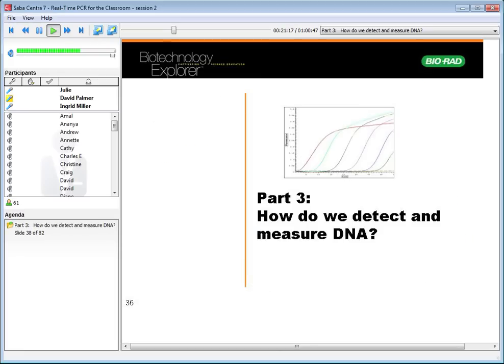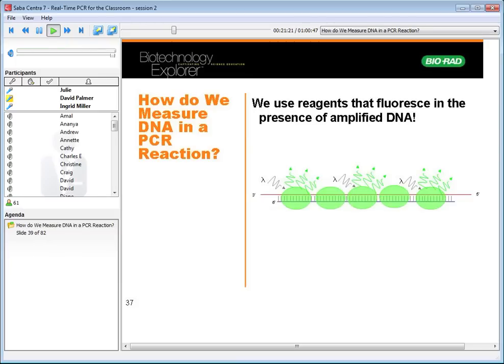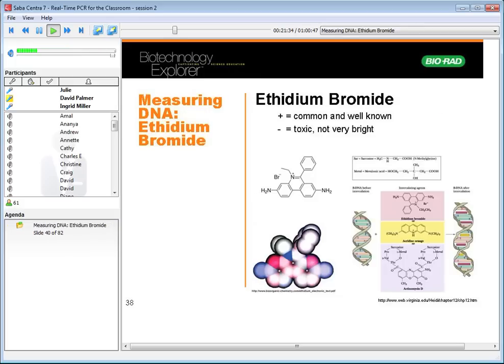Now, how do we actually find out how much DNA is in that tube as it's amplifying? Well, what we use are reagents that fluoresce in the presence of amplified DNA. So we use fluorescent reagents that will only fluoresce when they're near our PCR product. We're all familiar with one of those reagents, ethidium bromide. It's common and well known, but we also know it's toxic, and it doesn't happen to be very bright in terms of fluorescence.